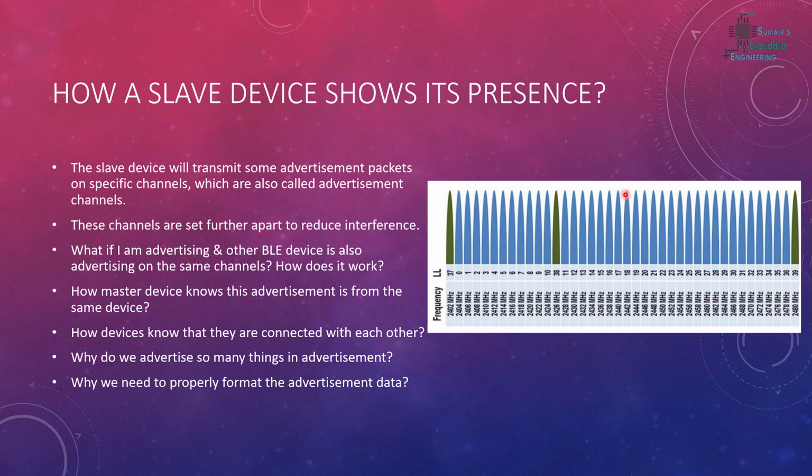The next question is, why do we advertise so many things in advertisement? For example, we have so many things like the transmission power, the name of the device. Sometimes we include the services UUID, which is universally unique identifier, and we also include some other stuff. We will see that in a short time. So why do we include so many things?